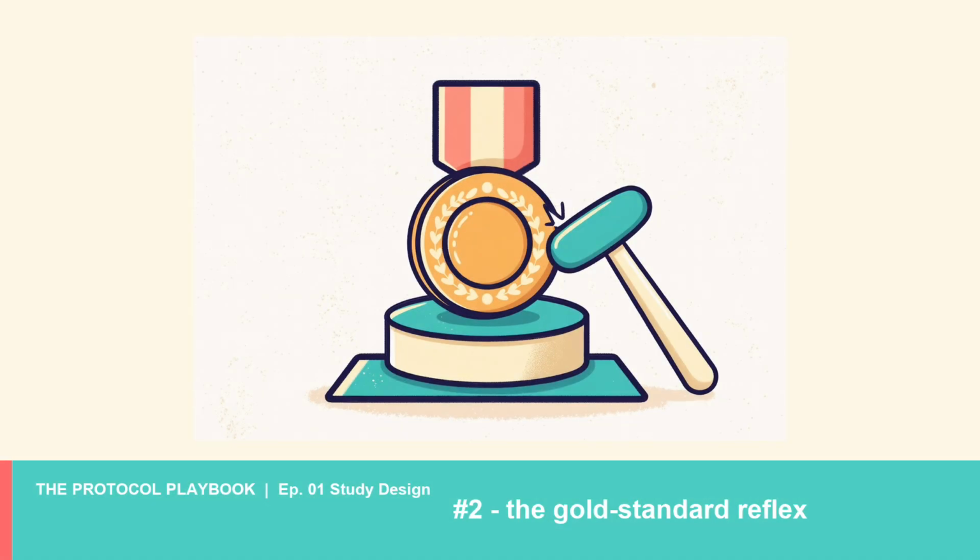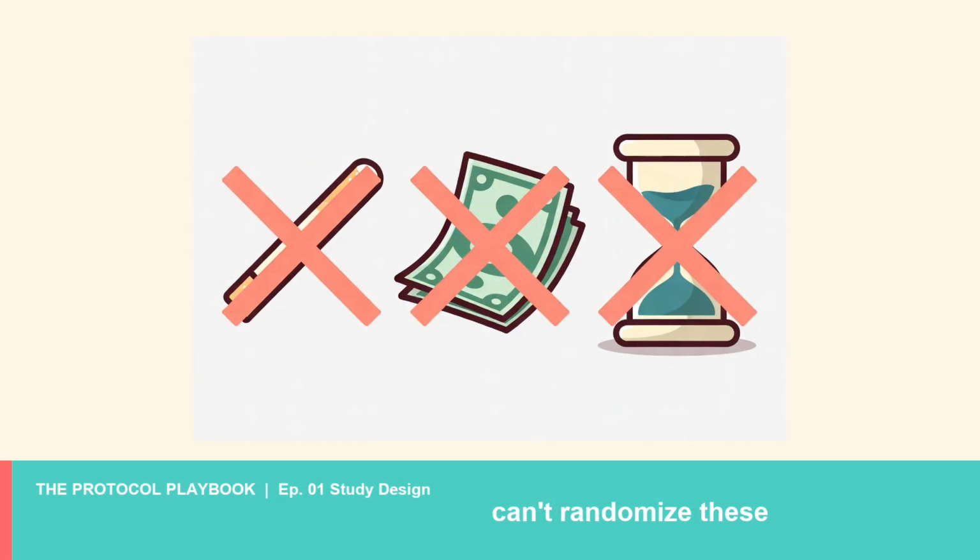Anti-pattern 2, the gold standard reflex. You pick an RCT because you've been told RCTs are the gold standard. They are, when you can ethically and feasibly run one. You can't randomize smoking. You can't randomize poverty. You can't randomize a 30-year exposure. The gold standard for your question might be a well-designed cohort.